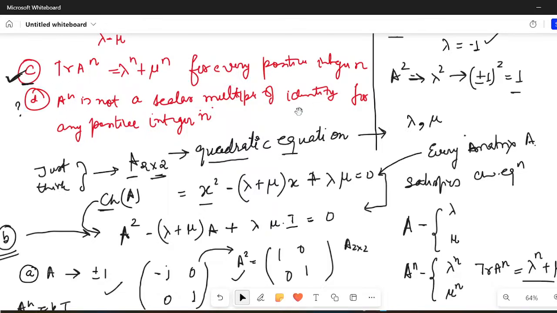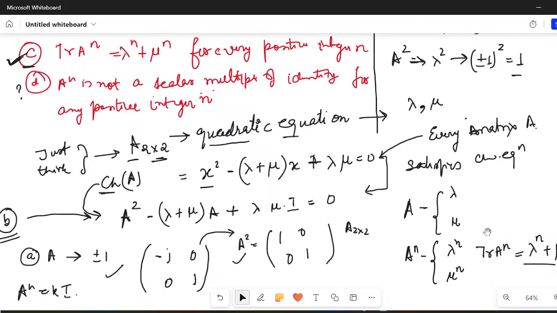Also understand that if A's eigenvalues are lambda and mu, then the eigenvalues of A raised to power n would be lambda raised to power n and mu raised to power n. And trace of A raised to power n would be lambda raised to power n plus mu raised to power n. I think it is quite easy to see.